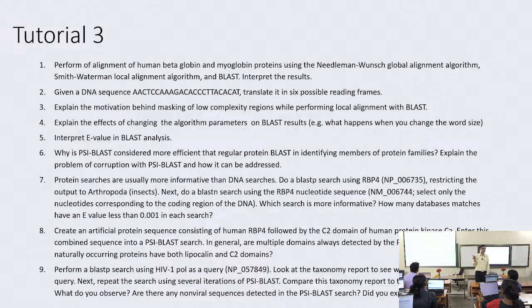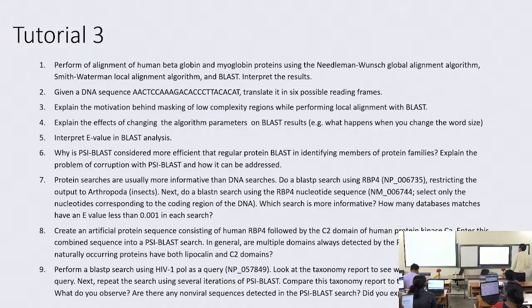This is something I will discuss again. I'm going to discuss BLAST also today, so I will discuss this. Then you can do this when you go home. This question: there is a DNA sequence. It can be translated into 6 possible protein sequences. So you will do this later on.